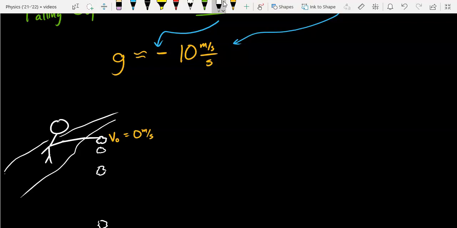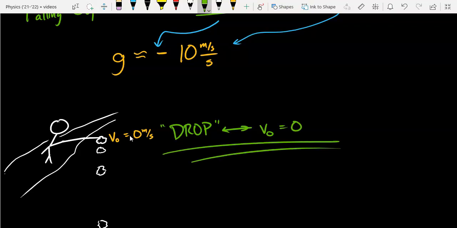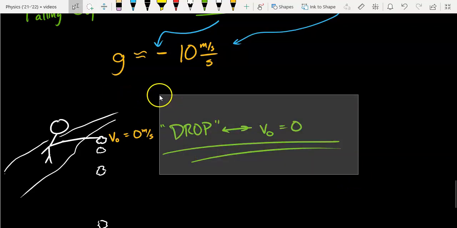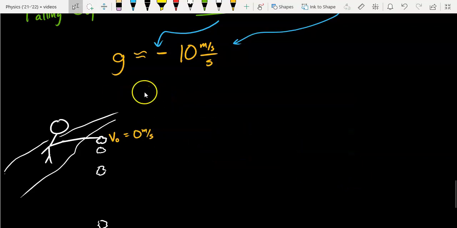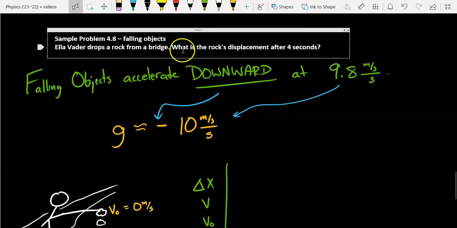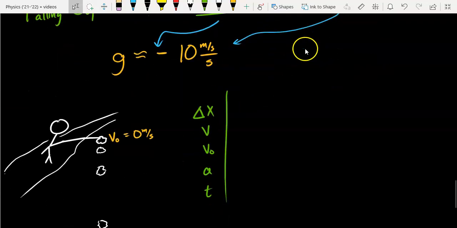And so we know when you drop implies an initial velocity of 0, okay? Right there. That's super important for us to know. If you drop something, you're holding it, it's not moving, so it starts with a velocity of 0, okay? So let's keep track of all of our variables that we have. Drops a rock from a bridge. What is the rock's displacement after 4 seconds?